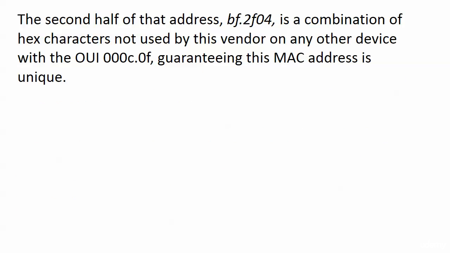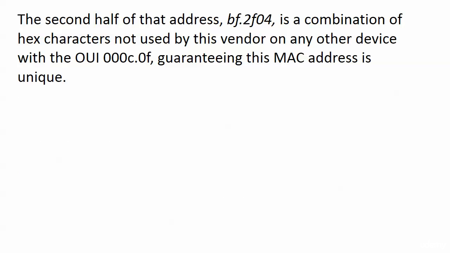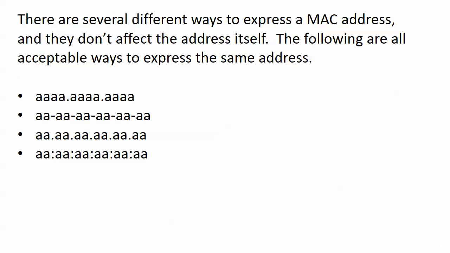And this is a combination of hex characters not used by this vendor on any other device with this particular OUI. So it guarantees that this MAC address is unique to that vendor. So again, that first half is your OUI, your organizationally unique identifier, and your second half is just a combination of hex characters not yet used by that vendor on any other device with the same OUI.